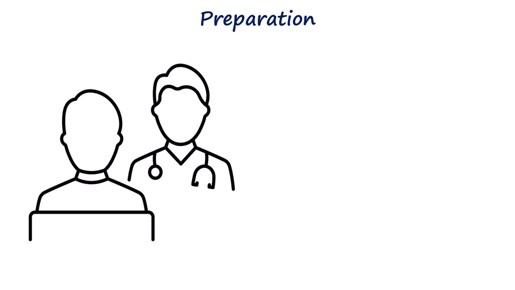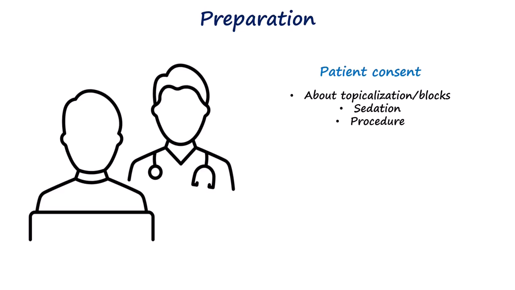The first step is to obtain the patient's consent and clearly explain what will happen during the procedure. It is important to tell the patient that their airway will be numbed using local anesthesia so that they will not feel pain. They will receive light sedation to help them stay relaxed, but they will not be completely asleep. This explanation helps to reduce fear and anxiety and builds confidence between the patient and the anesthesia team.